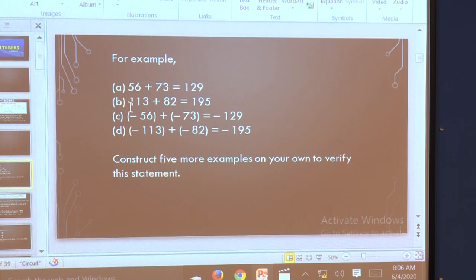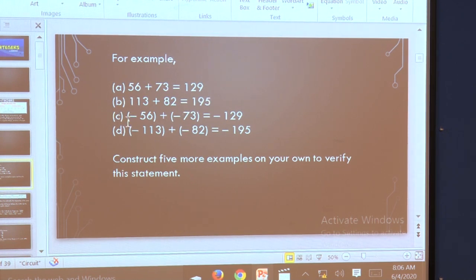Another example, that is positive 113 plus 82 is equal to 195. You have learned in the previous class simple addition of numbers. Here these are positive integers, so you can do the addition very simply and you will get an integer.